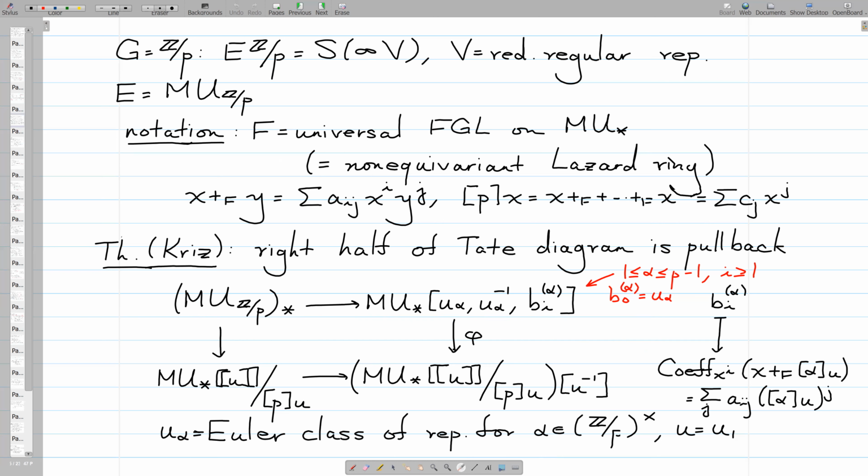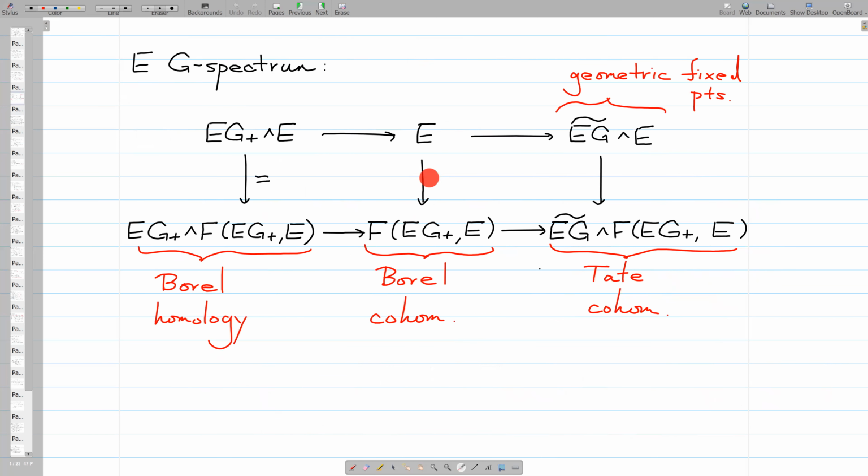So I wrote it so that i starts from 1, and it's indexed both by a positive integer i and this alpha. You can say that b_0 alpha is U alpha. Then the lower left corner, that is the Borel cohomology spectrum.